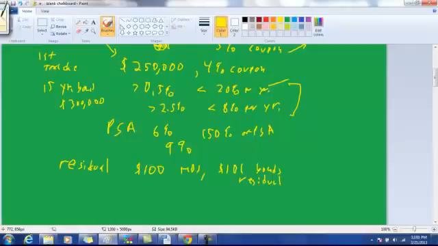So that's a very brief introduction to why there are CMOs, or collateralized mortgage obligations.